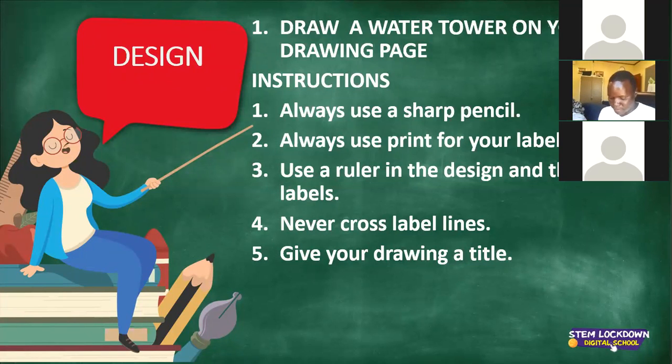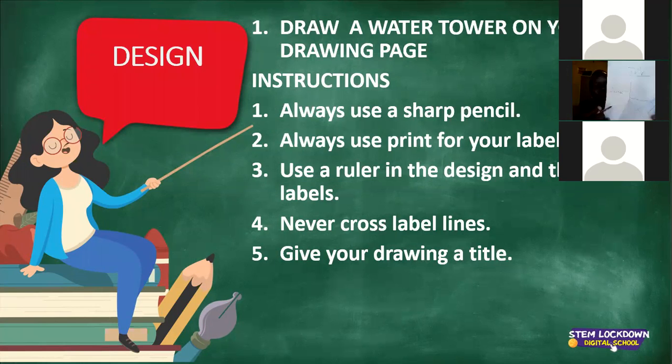Now, you must also show if this is the pipe. When you want to label, you must label like this. If you label something, it must be like this. You must not cross this one. Maybe you want to label this one. You don't cross them like this. If you want to name this one, you don't name it up there. You name it here. You don't cross it. So when you label, you also use print. Let's say I want to label tank. This is the tank.